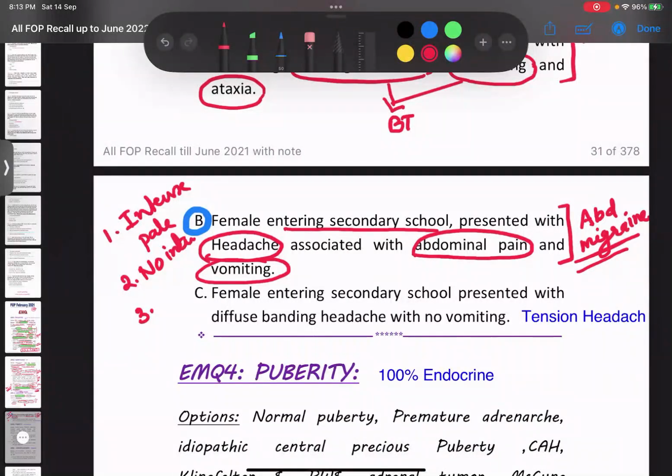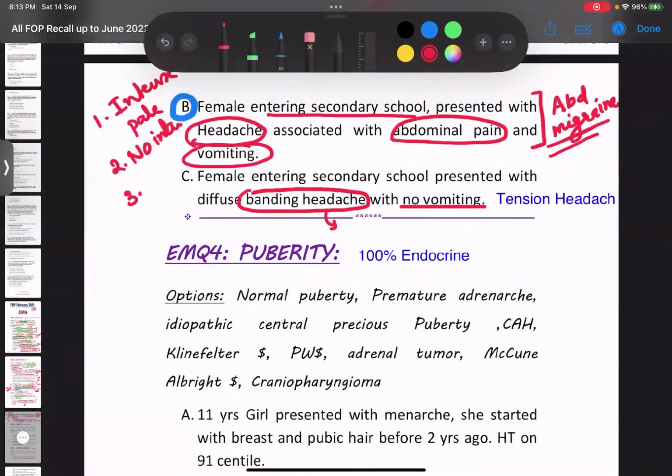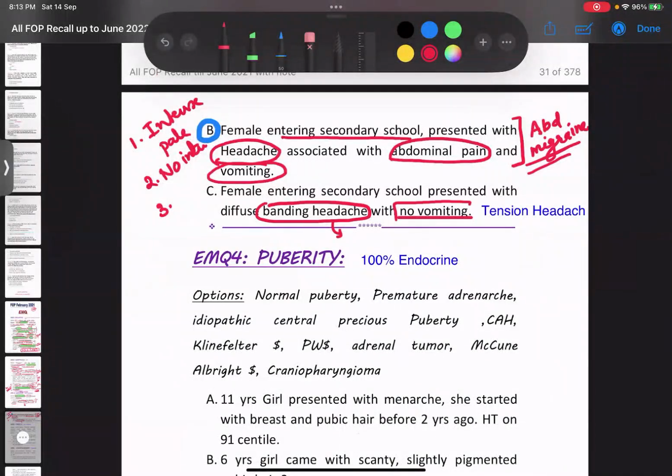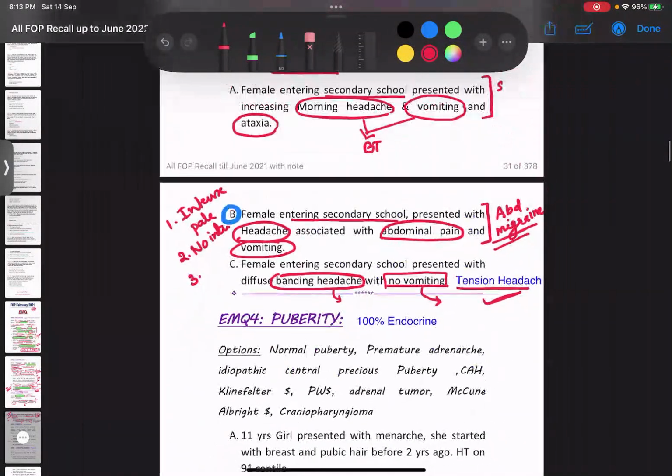Next one. Female entering secondary school presented with diffuse band-like headache with no vomiting. So band-like headache is a feature of tension headache. No vomiting means what are they trying to exclude? Tumor, absolutely. Brain tumor is usually associated with vomiting. Headache with vomiting, you have to be very conscious. Okay, so this is a case of tension headache. Are we clear? See, the options are given.